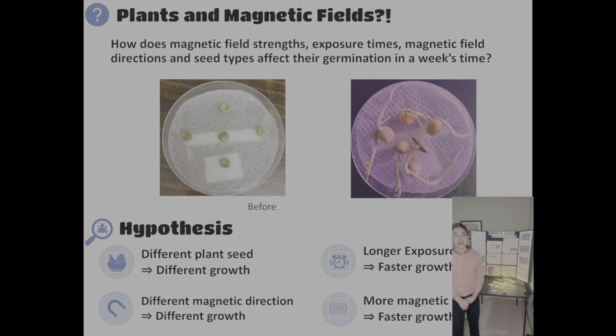And I hypothesized that 1, different plant seeds had different growth. 2, longer exposure times would lead to more growth. 3, different magnetic directions would also have different growth. And 4, more magnetic strength would be a taller plant.